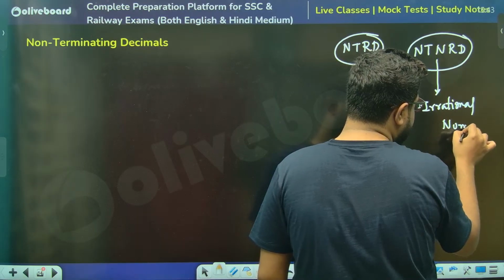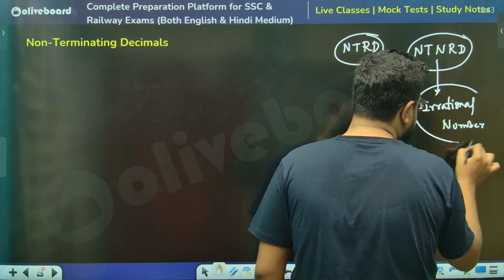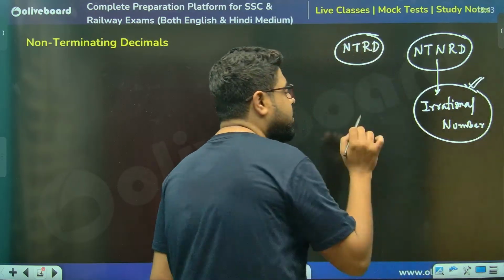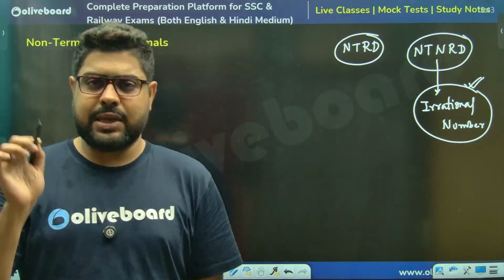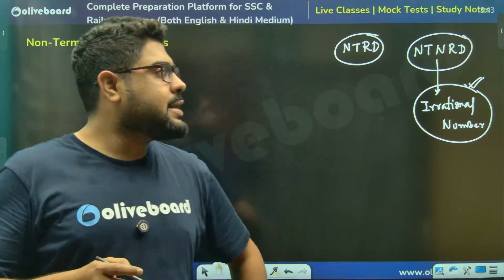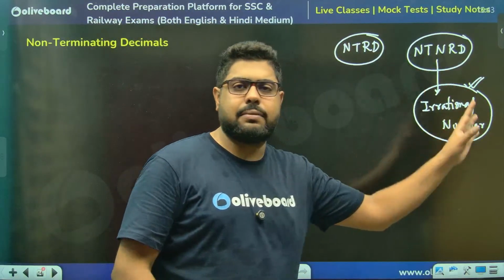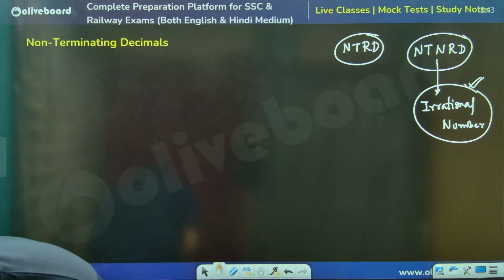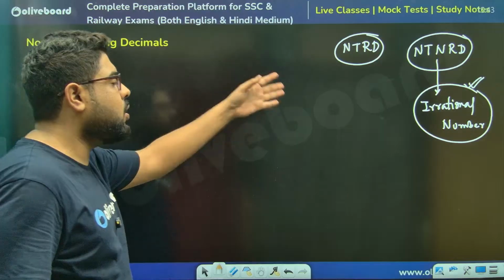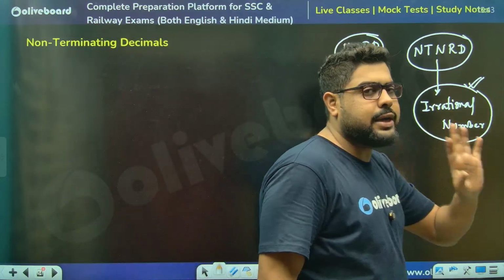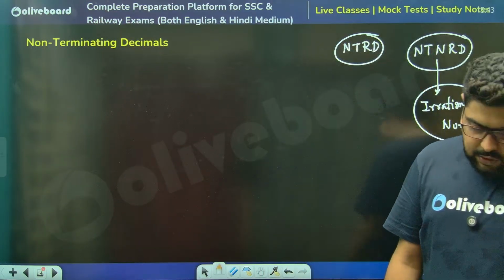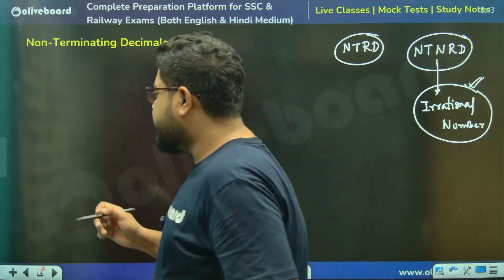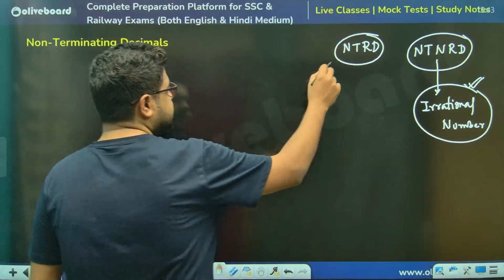We cannot really do anything about this other than, if we know their origin, then something. But other than that, we cannot do anything about these irrational, non-terminating, non-repeating decimals. But we can do a lot with non-terminating, repeating decimals.